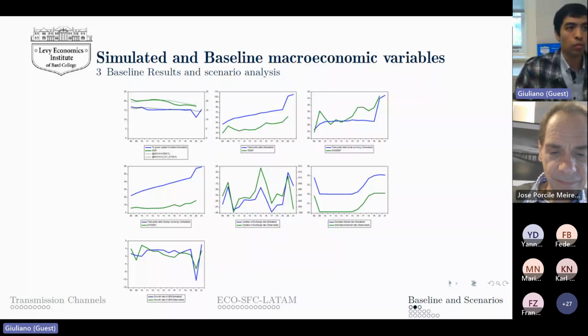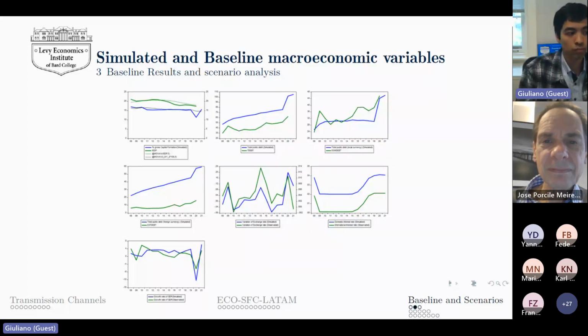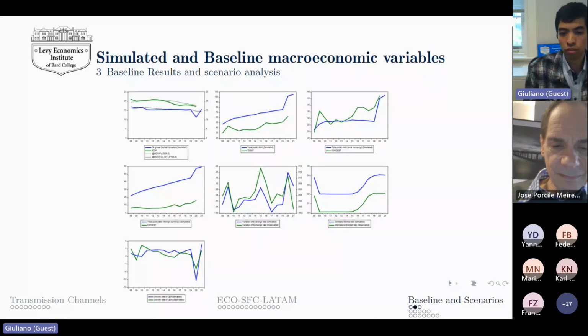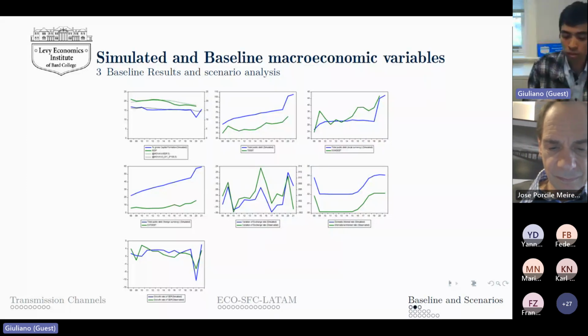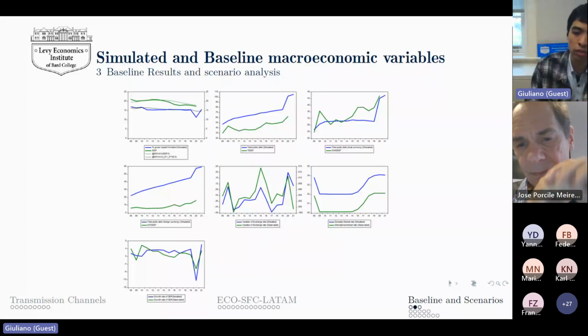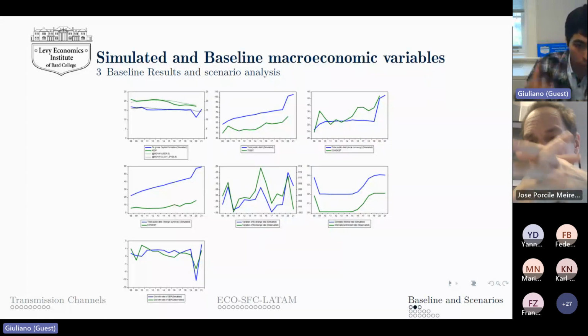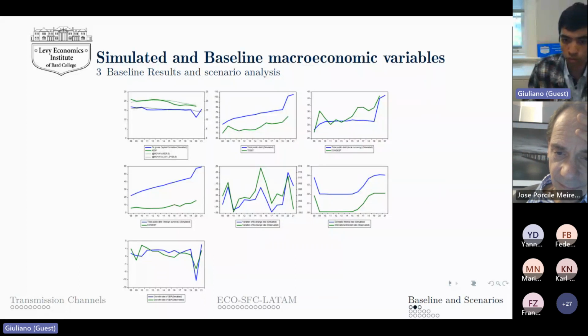But we do have some calculation on some critical variable. And you can see here that actually through partial calibration, we still manage to have some decent replication.